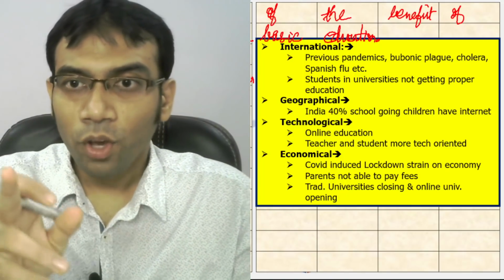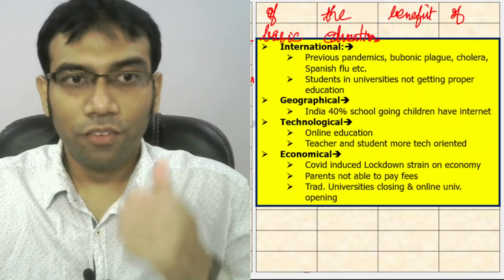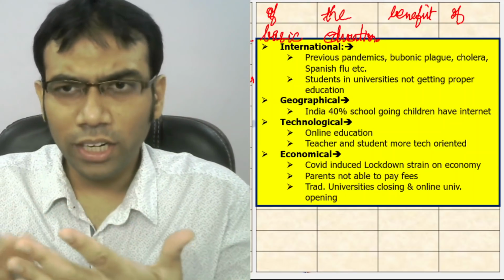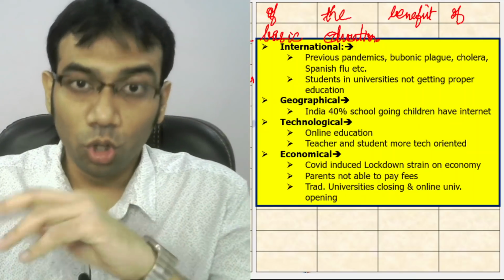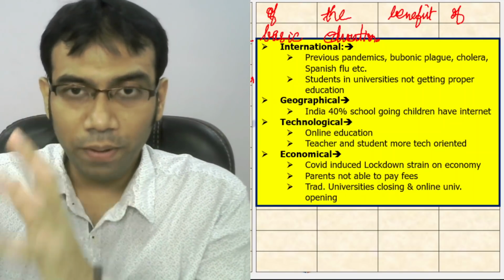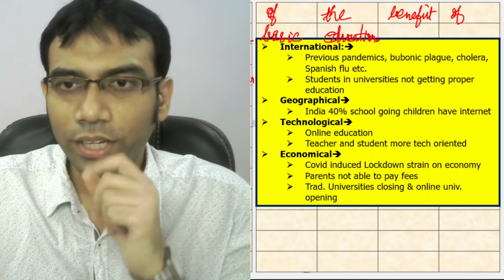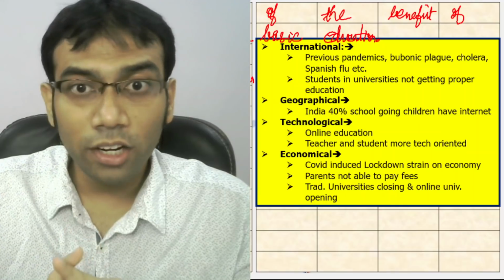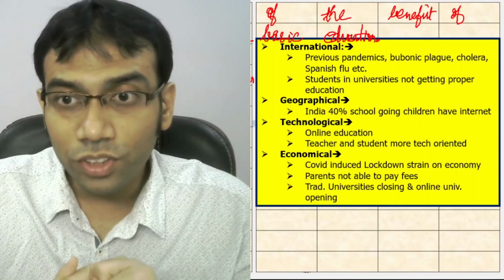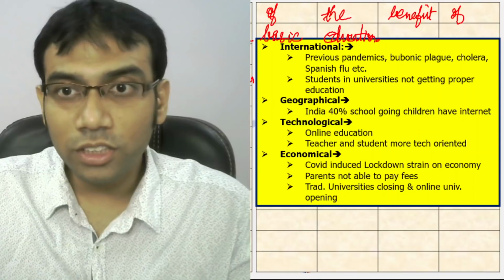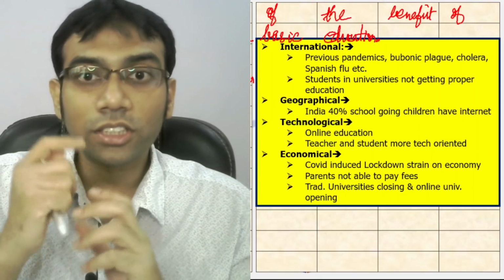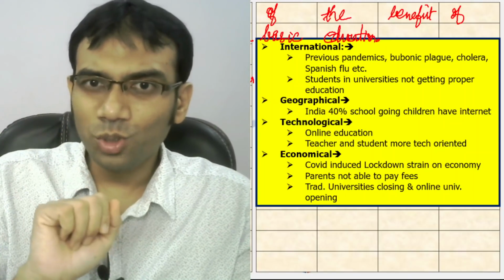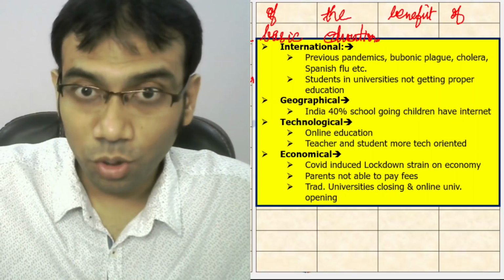Let's look at it. We have online education, we have teacher student more tech oriented. These both are done, though online education would also come in the part where we would be discussing university education. Then in economical, we are saying that parents are not able to pay fees, traditional universities closing and online universities opening, students in universities not getting proper education. So these 2-3 points can be included. Okay, so let's include them.